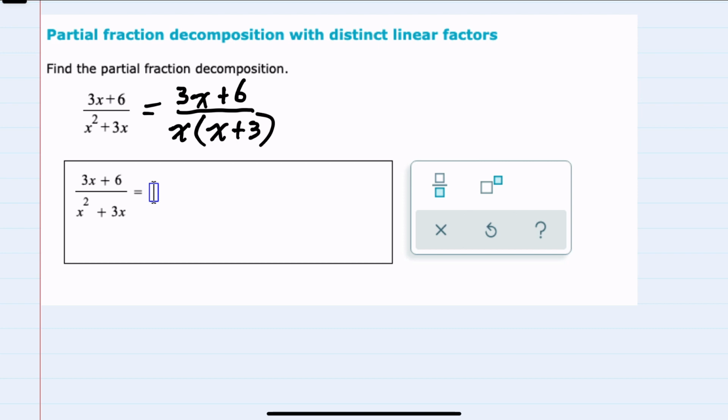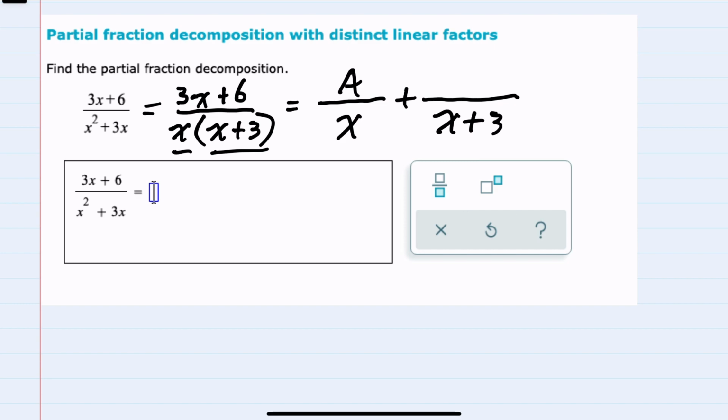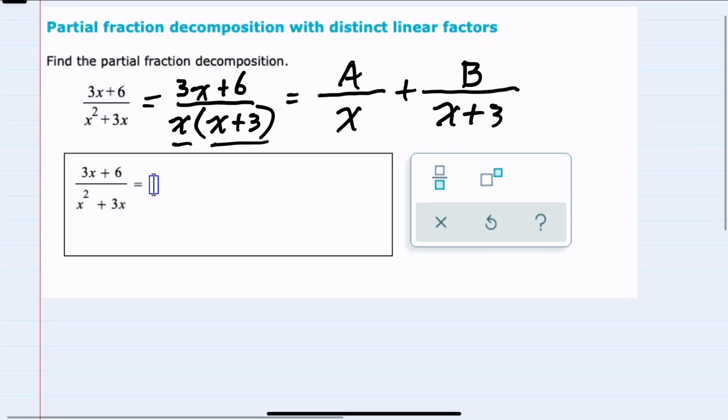And this is important because now I know the form of the partial fraction decomposition, where the first fraction will be over x and the second fraction will be over x plus 3. And our numerators that we're going to have to find, for now I will call a and b. And we can take this expression and start solving for a and b.